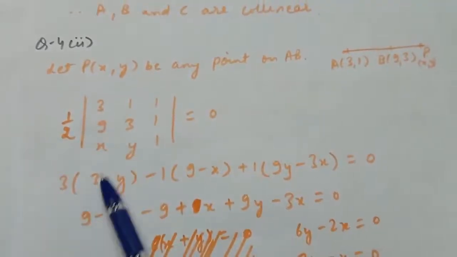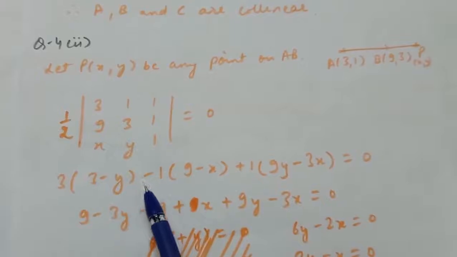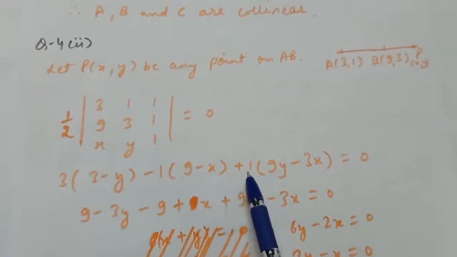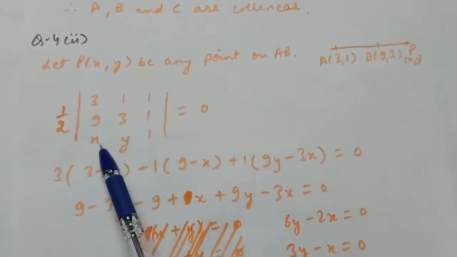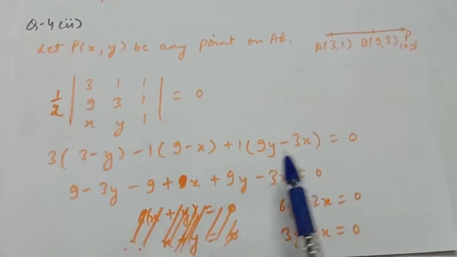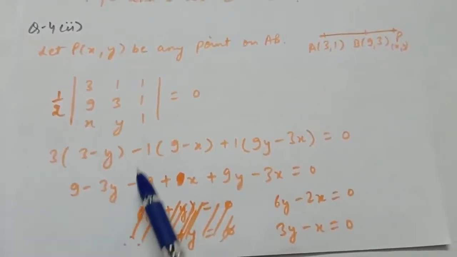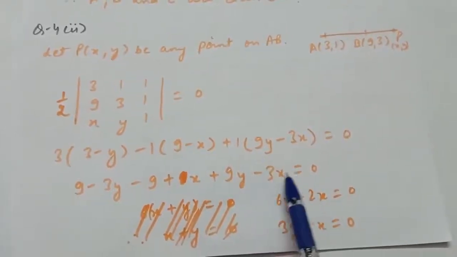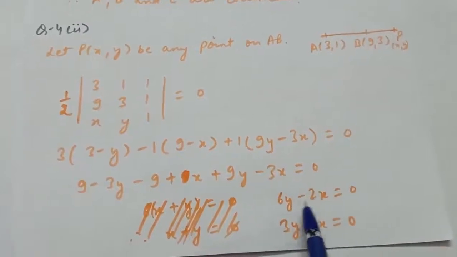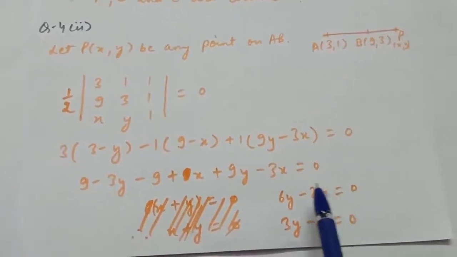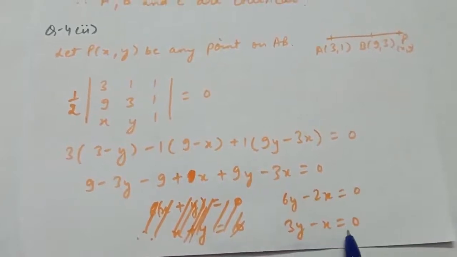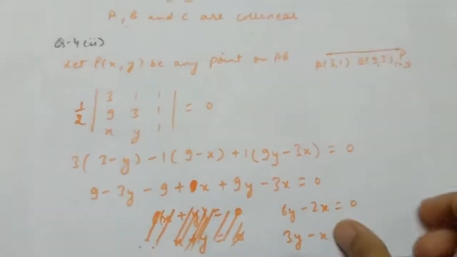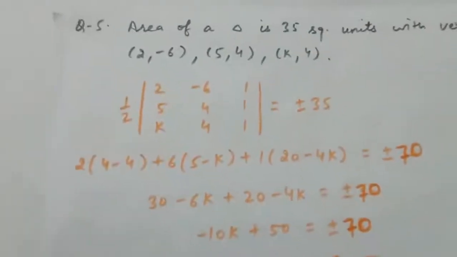So 3 into 3 minus y, then minus 1 into 9 minus x plus 1 into 9y minus 3x equal to 0. So you will get 9 minus 3y minus 9 plus x plus 9y minus 3x equal to 0. So this will be now 6y minus 2x equal to 0, or take 2 common, so you will get 3y minus x equal to 0. This is the required equation of the line, right? Now the next question is question number 5th.